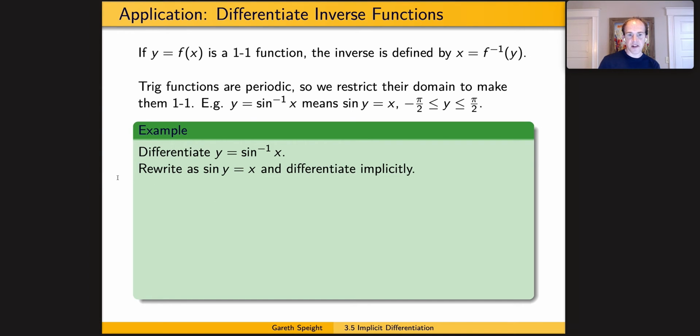If we differentiate both sides with respect to x, sine y is going to become cosine y dy dx. x is going to become 1. So we get the equation cosine y dy dx equals 1, so dy dx equals 1 over cosine y. Now, if possible, we would like to write the answer back in terms of x. So we'd like to have the derivative of inverse sine x equal to something in terms of x. That means we have to write cosine y in terms of x.